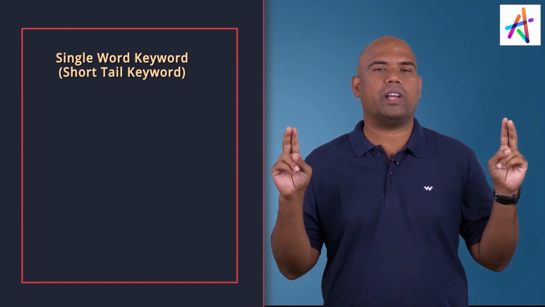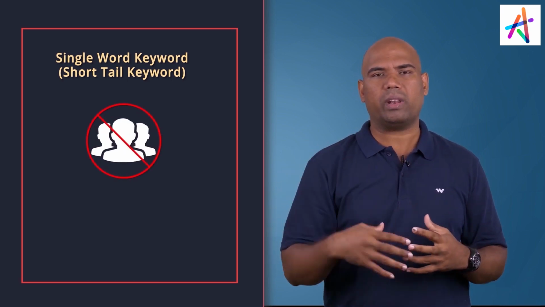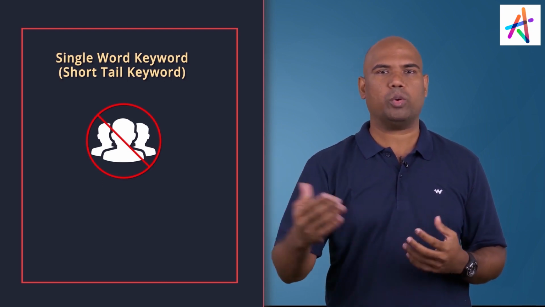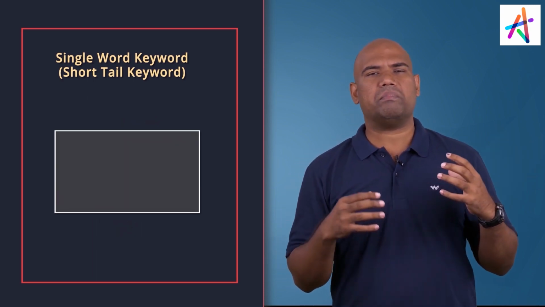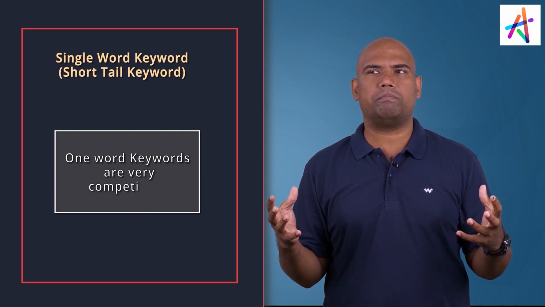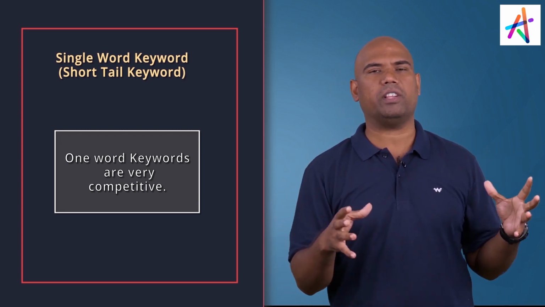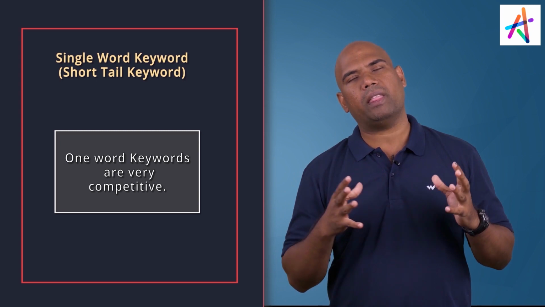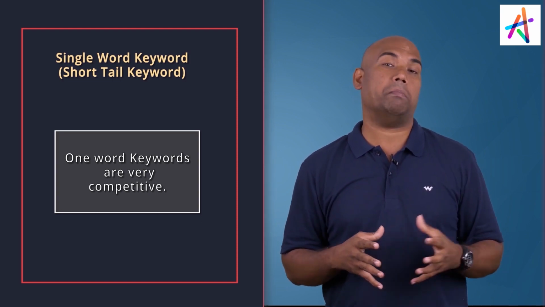Now, if you were to target a keyword like stiletto, it's going to be pretty darn difficult. One, because it's a single word keyword, also called a short tail keyword. It's not going to really help reach the right audience, because you're not sure what the user is seeking. Second, one word keywords are very competitive. Companies like Amazon and other big e-commerce companies could be targeting such a keyword for stilettos, and outranking a company like Amazon on the Google search engine results page is going to be a big challenge.